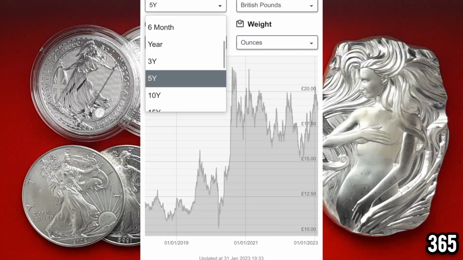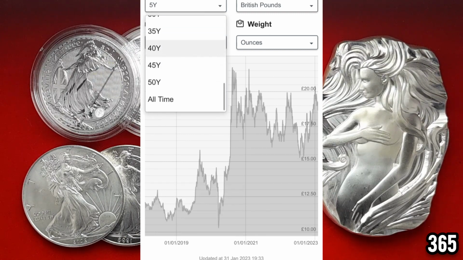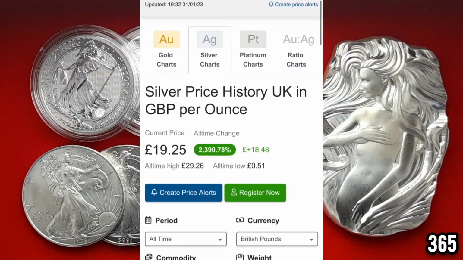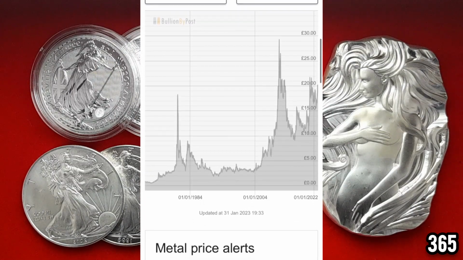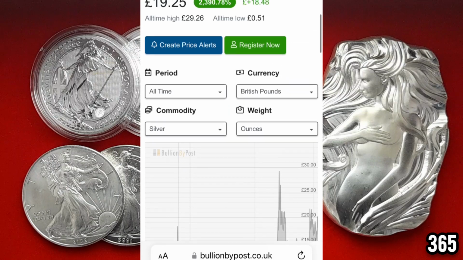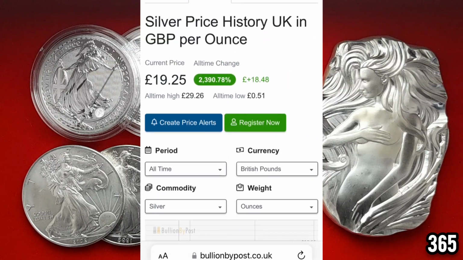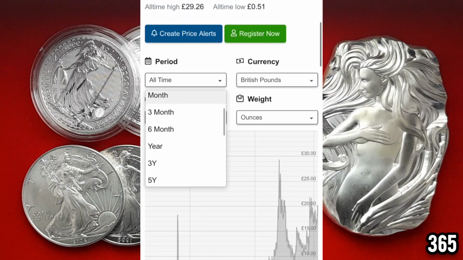Now, if we go to the all-time graph for silver, very, very exciting to look at. It just shows you how much potential it has over a long, long period of time. And you can see that it's up 2,390%, which is a change of £18. All-time high is 29, and all-time low is 51 pence. Absolutely insane. Can you imagine if silver was 51 pence an ounce now? That is less than you buy copper rounds for. Absolutely crazy low price.